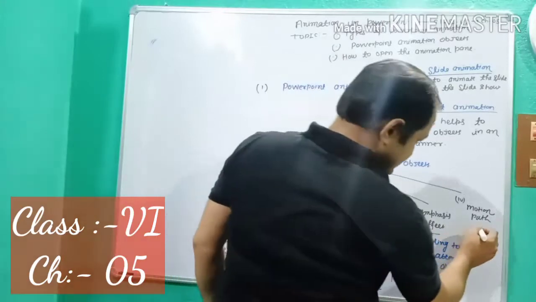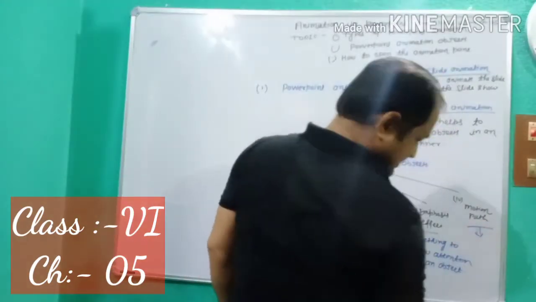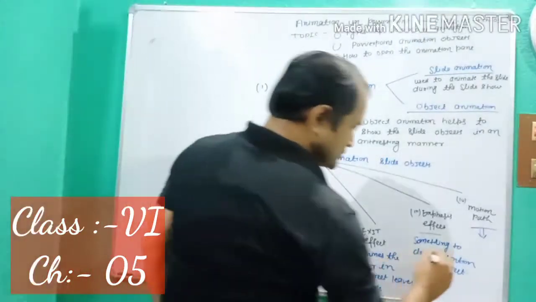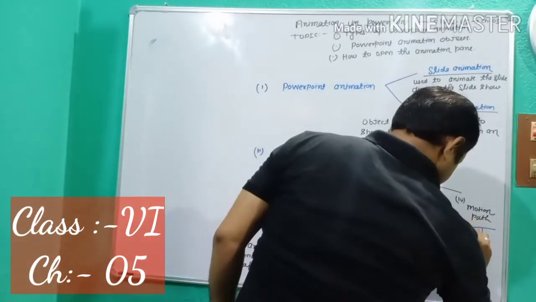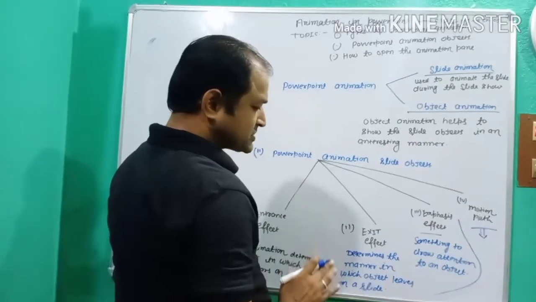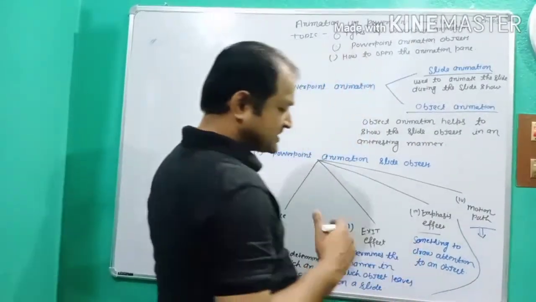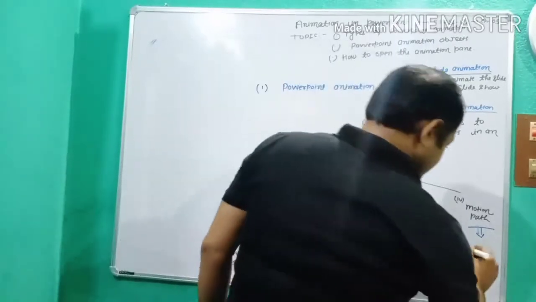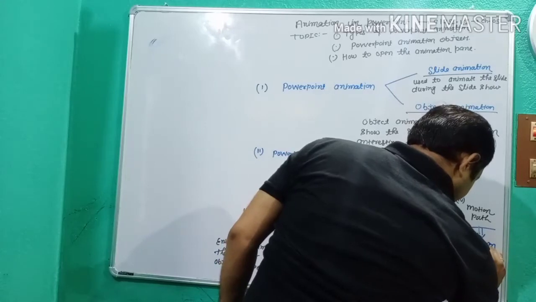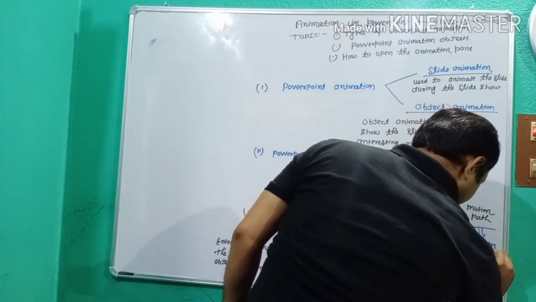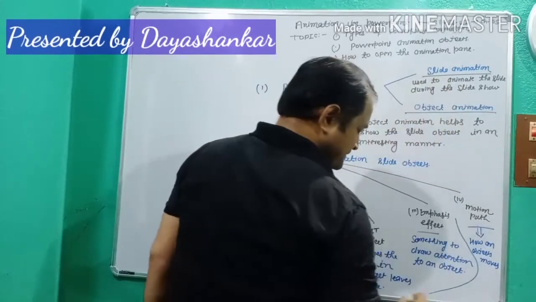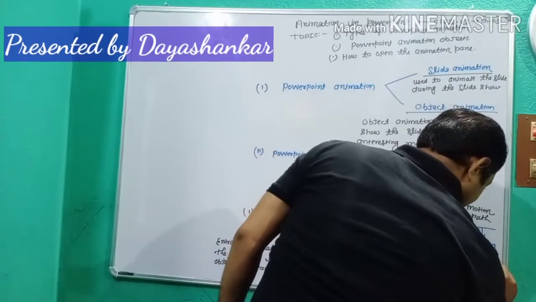And the last, motion path. Motion path moves an object around a slide. What is the motion path? Motion path determines how an object moves around a slide.